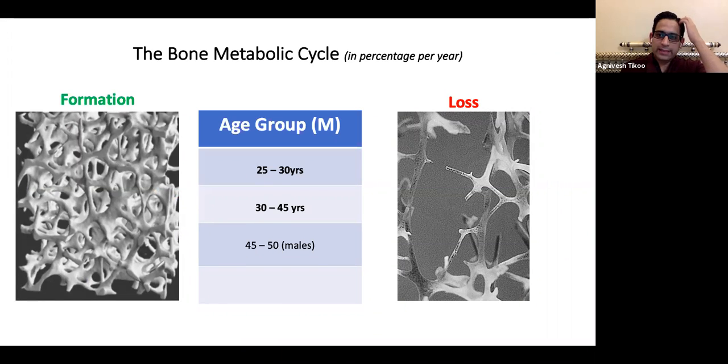Now, as I said initially, bone is not a single structure, not a stagnant structure.